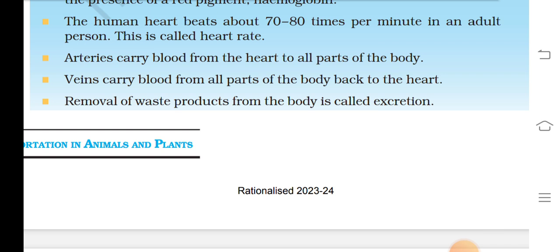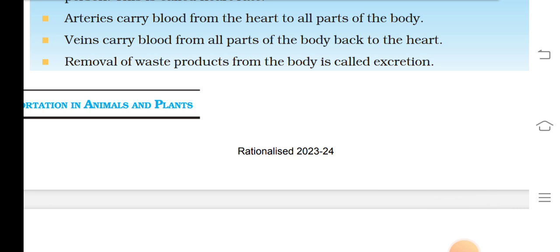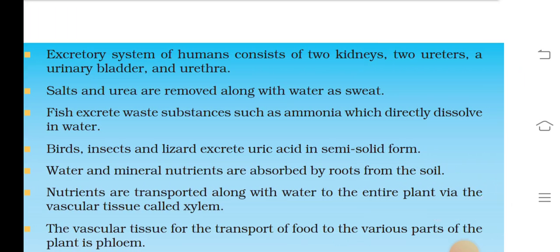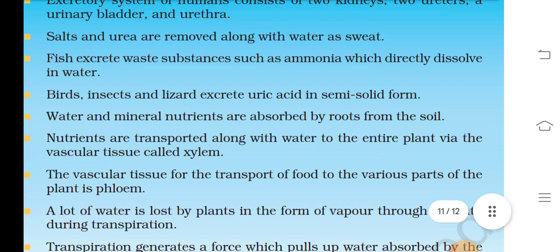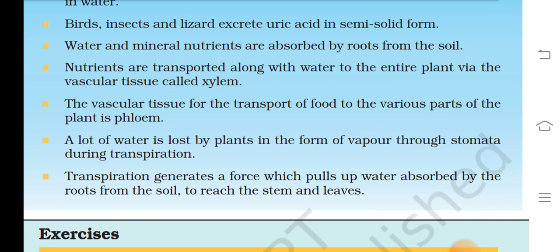Arteries carry blood from the heart to all parts of the body. Veins carry blood from all parts of the body back to the heart. Removal of waste products from the body is called excretion. The excretory system of humans consists of two kidneys, two ureters, a urinary bladder and the urethra. Salt and urea are removed along with water in sweat. Fish excrete waste substances such as ammonia, which directly dissolves in water. Birds, insects and lizards excrete uric acid in a semi-solid form.